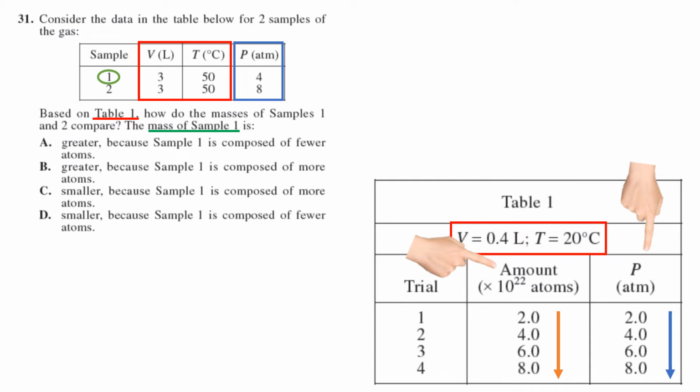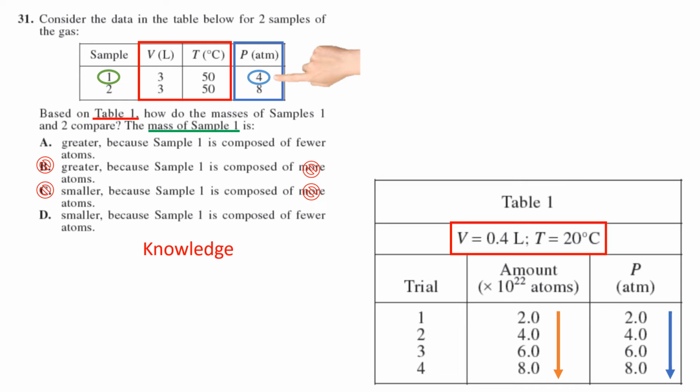Now, let's go back to our sample 1. We see it has a lower pressure. So a lower pressure would mean fewer atoms, not more atoms. So because of that, we can eliminate choices B and C because sample 1 does not have more atoms. It has fewer atoms. Now you have a little bit of knowledge that comes into play, I guess, that fewer atoms would mean a smaller mass. So your answer has to be D.